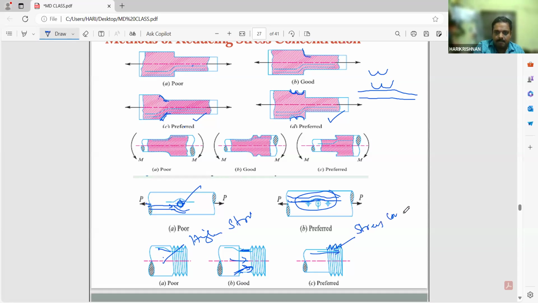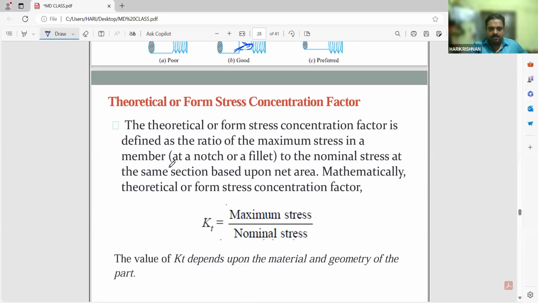Okay. But the thing is that we have to design according to our need. So what is the criteria you have to understand is that when you are designing a material, the stress concentration should be less. So these are the methods in which we can reduce the stress concentration, or these are the ways in which the stress concentration can be reduced. I think it's clear, no? Concept. Okay.